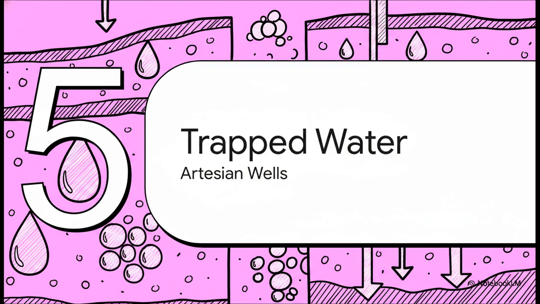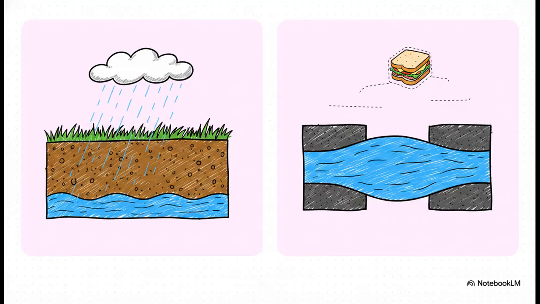And finally, Section 5, Trapped Water and Artesian Wells. Now we're hitting the absolute deepest, most pressurized, and, in my opinion, coolest part of our journey. Up until now, we've been looking at unconfined aquifers. Those are open at the top, water just trickles straight down from the soil, hits the water table, and joins the aquifer. But deeper down, we find confined aquifers.